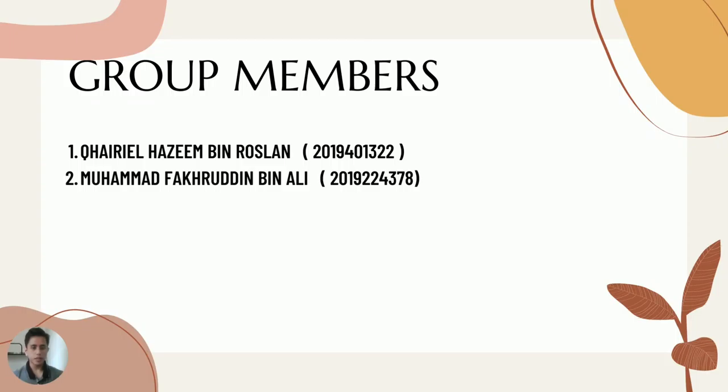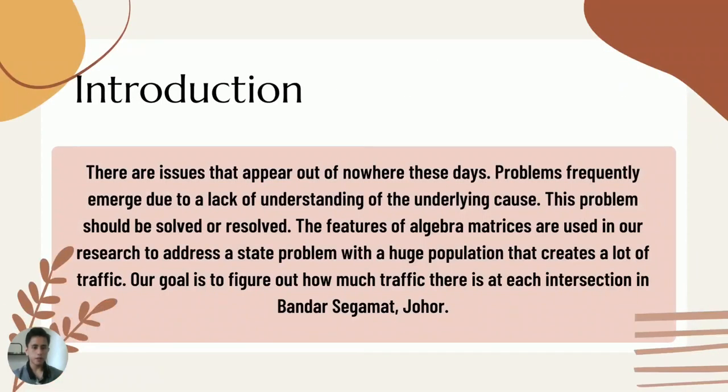First of all, I would like to introduce our group members. The first one being myself, Khairi Hazim Miroslan. My student ID is 2019-401-322. The second member is Muhammad Fakhruddin bin Ali. His student ID is 2019-224-378.